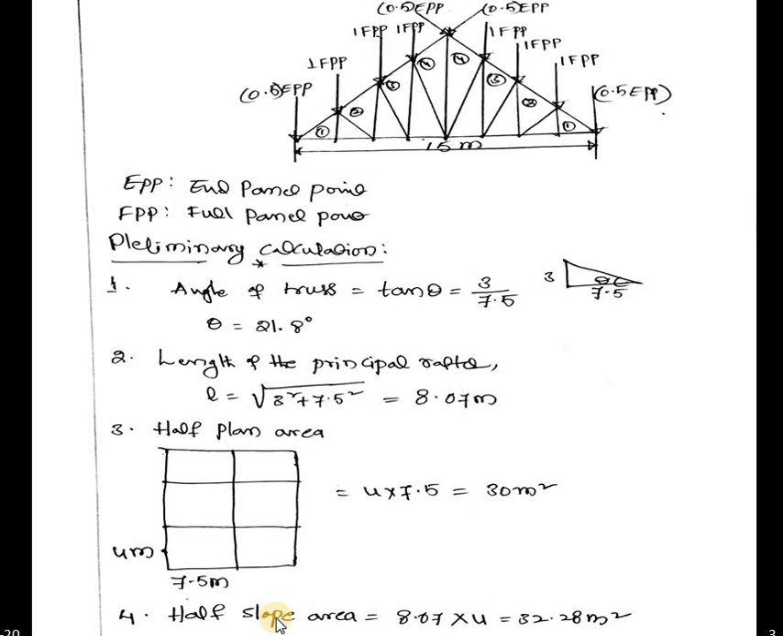Next one is the slope area. Plan area is different, slope area is different. Slope area means this is the slope, and along this slope we should consider. Then the width will be, instead of 7.5, 8.07. Then 8.07 into, this is common, the center to center distance between trusses, that is 4 meters. Therefore, slope area is equal to 32.28 meter square.